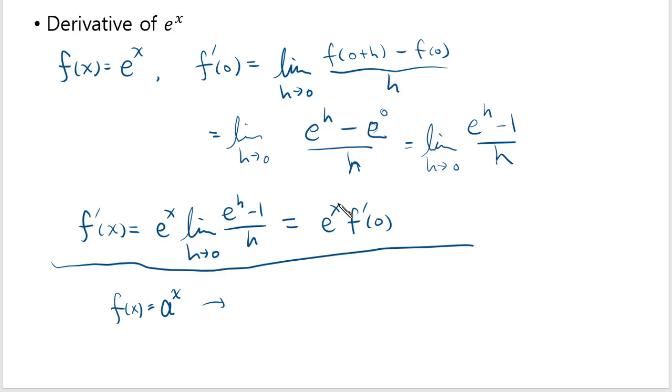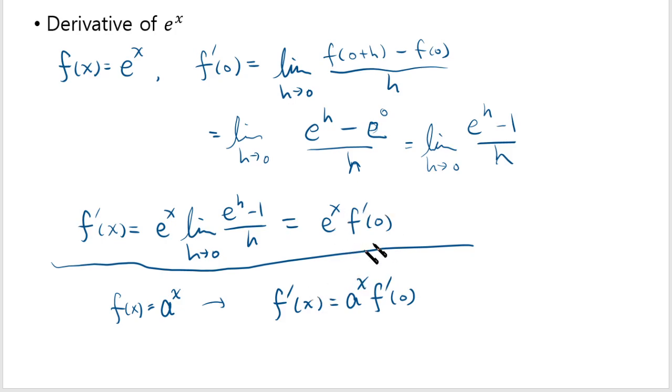Well, if you use the same argument, the same exact argument can be used to show that f prime of x is a to the power of x times this f prime of 0. So in other words, if you know the f prime of 0 for this exponential function, then you know its derivative. That's the only thing that we have trouble with. And what's the meaning of the derivative? Well, that's the slope of the tangent line, right?